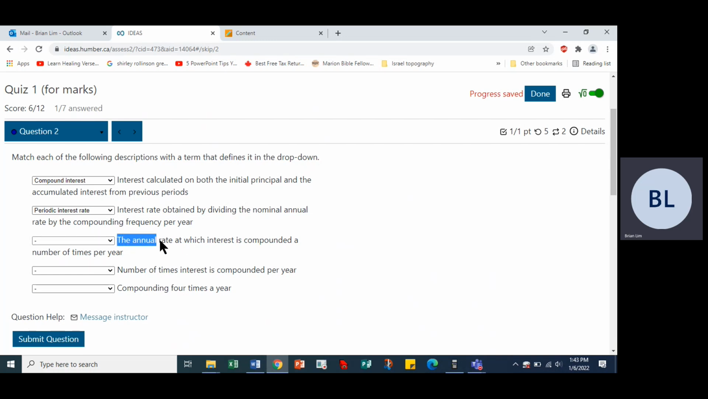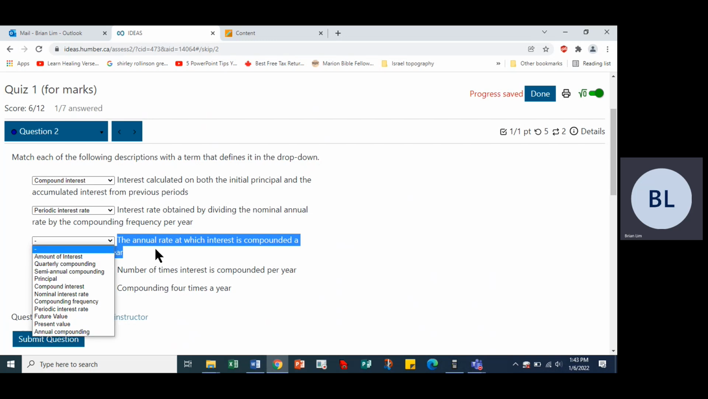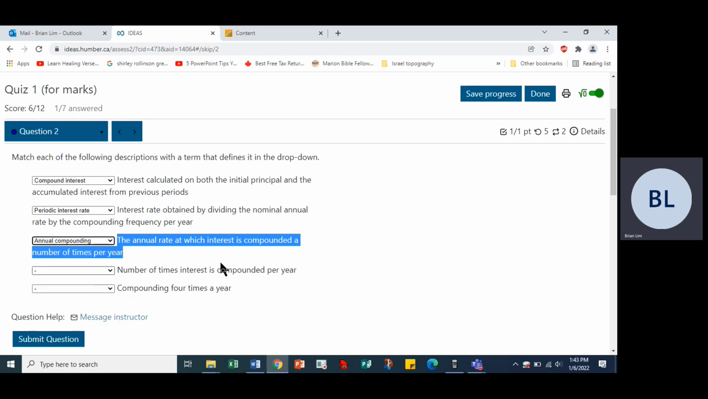All right, now this one: the annual rate at which interest is compounded a number of times per year. Okay, it's done a number of times per year. It's annual rate. Maybe we can just decide, well, annual compounding. Okay. All right, so next one.